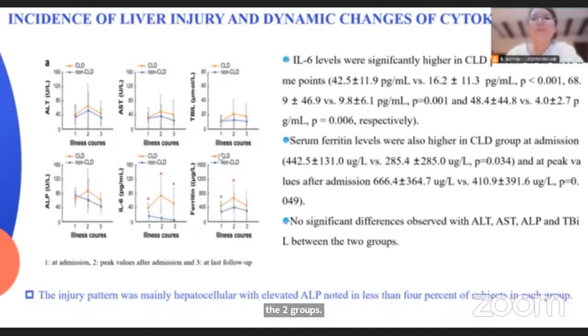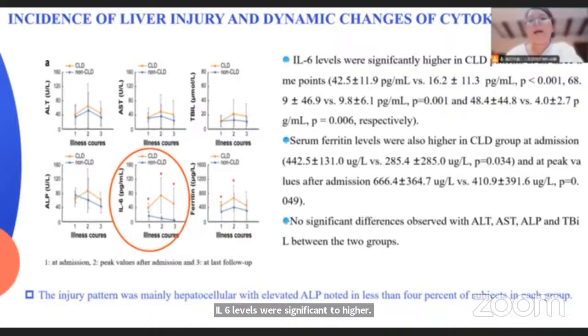IL-6 levels were significantly higher in CLD patients at all 3 time points. Serum ferritin levels were also higher in the CLD group at admission and at peak values after admission.